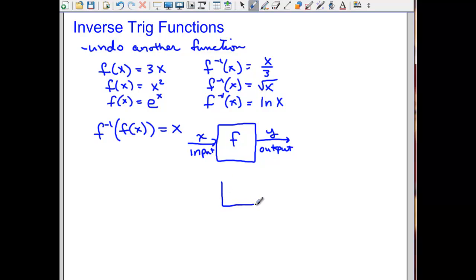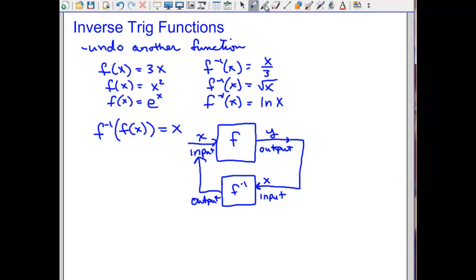Now if we have the inverse function, it undoes, so we're taking the output of the original function and treating that as the input, so now we're going in the other direction on our function. So this y becomes the input to here, it's our x, and it generates or undoes the function, so its output is the original input that we started with. So that's what this composite function notation is saying.